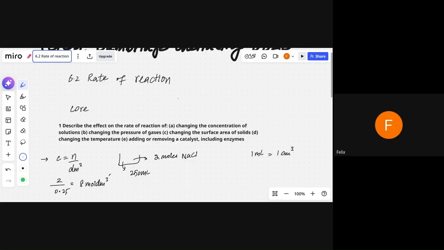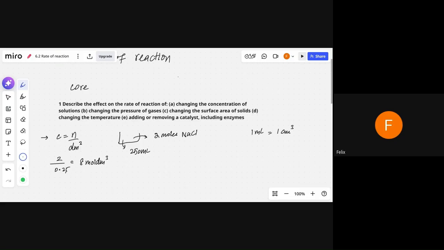So that is the concentration of this solution. The point is, the higher the concentration, the higher will be the number of particles. And if there are more particles, there will be more collisions, which will increase the rate of reaction. Now, changing the pressure of gases. Again, increasing pressure increases the rate of reaction, because increasing pressure decreases volume.